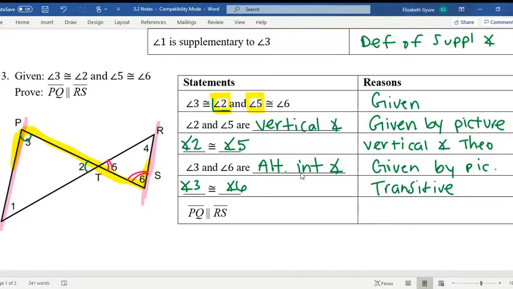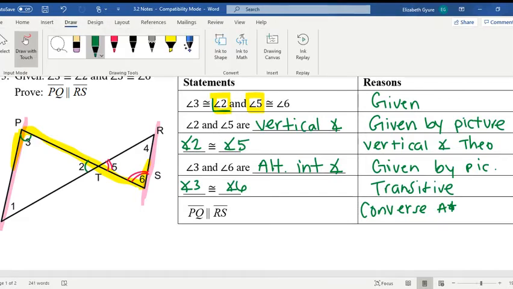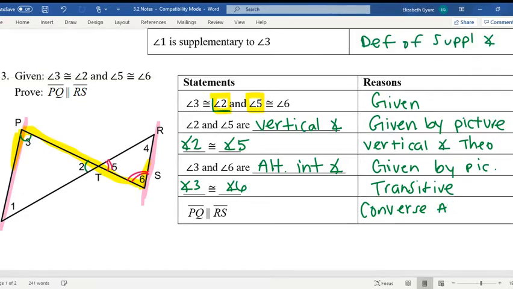They're alternate interior angles. That means my two segments are going to be parallel. Now, as far as reasons go, it's technically the converse alternate interior angle theorem, or you can write it out again. If you're ending with parallel lines, you have to use the converse theorems. So we're going to say converse alternate interior angles. We won't worry about writing theorem necessarily. And on your quiz, it'd be one of the multiple choice selections in your drop-down box.